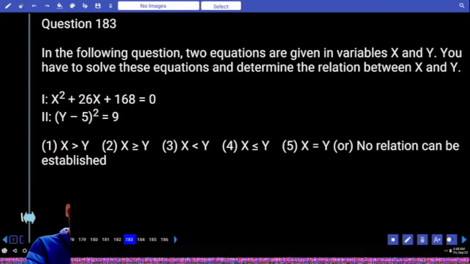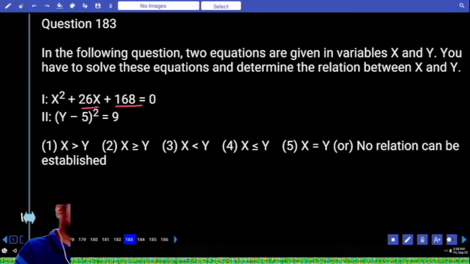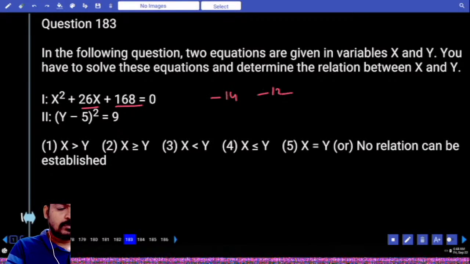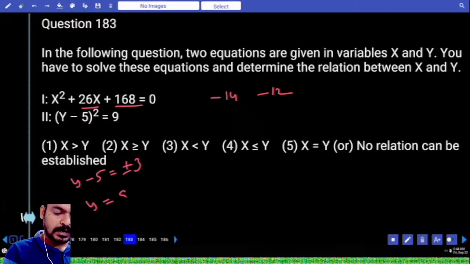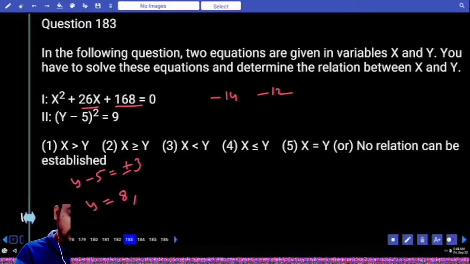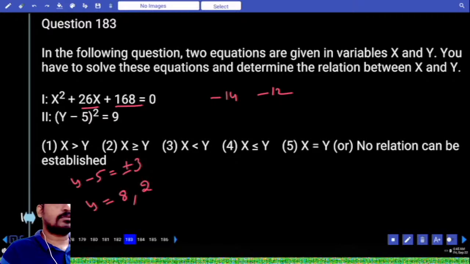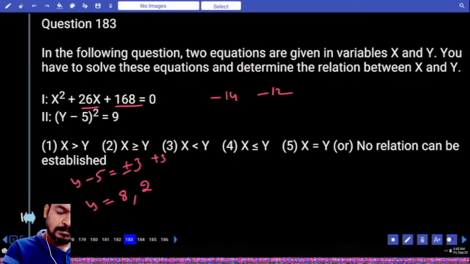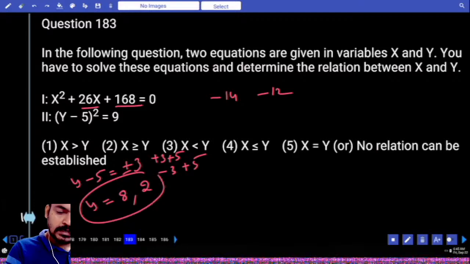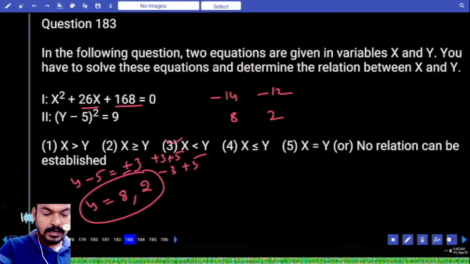183. What is the first one product? 168. Sum is 26. One is 14, another one 12. (y minus 5) square equal to 9 means y minus 5 equals plus or minus 3. Then y equals, one case we are getting 8, another case minus 3 plus 5, means plus 2. Actually one is plus 3 plus 5, another one minus 3 plus 5. What are the y values? 8 comma 2. Then answer: x is less than y.